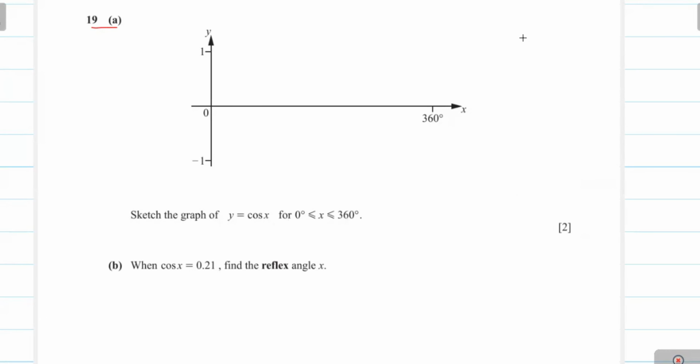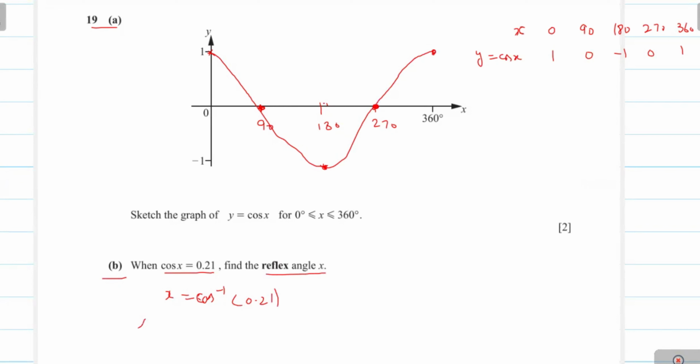Part B: when cos x equal to 0.21, find the reflex angle x. Here x equals cos inverse 0.21. Let alpha be the acute angle value. The acute angle value, cos inverse 0.21, is equal to 77.88, and this is the alpha value.